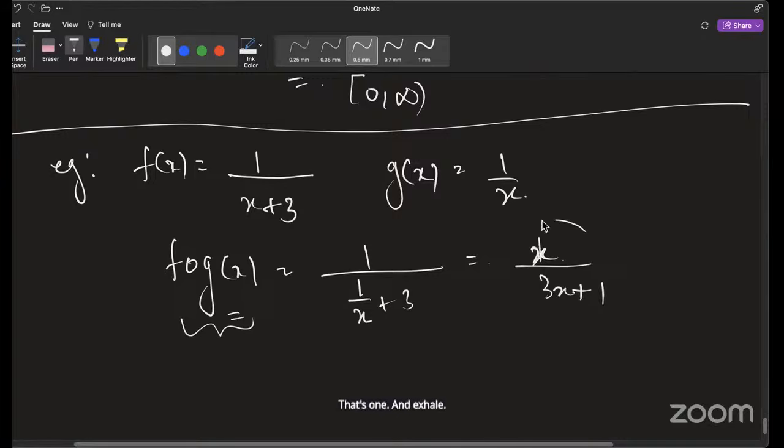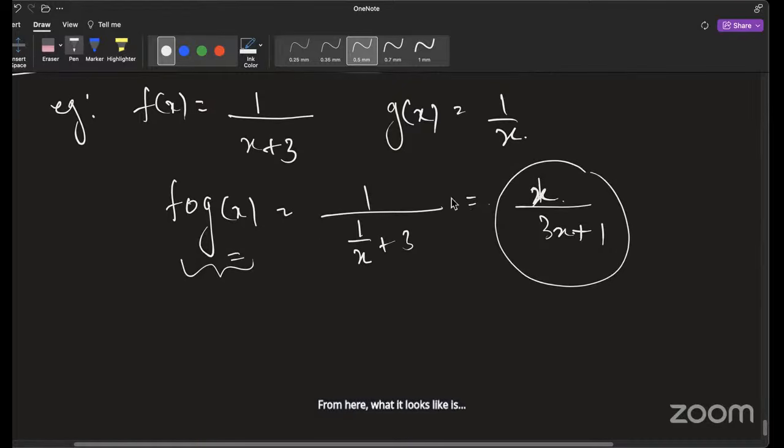From here, what it looks like is, if you do not know that your f was this and g of x was this, it looks like you should not be taking x equals minus 1 by 3, which is true. So in the domain, minus 1 by 3 should not be there. But that's not all. You also need to make sure that 0 is also not in the domain, right? Because first you apply g, then you apply f. Minus 3 you don't need to remove from here. Minus 3 can be in the domain of this thing.